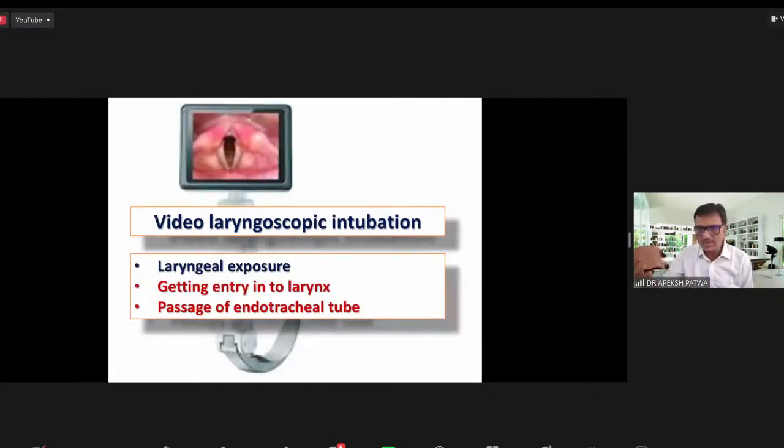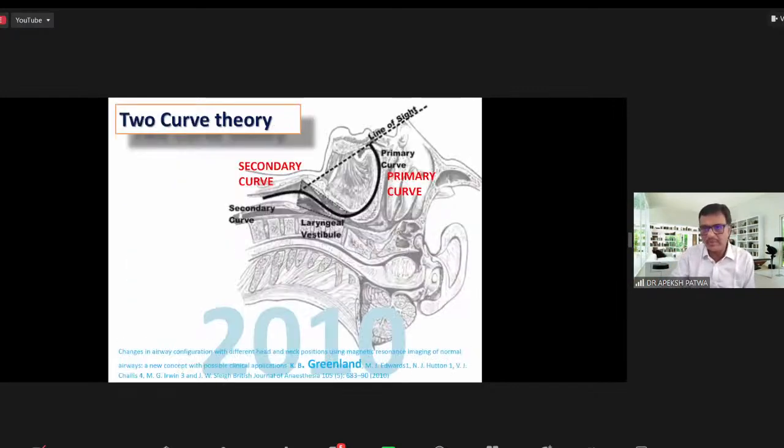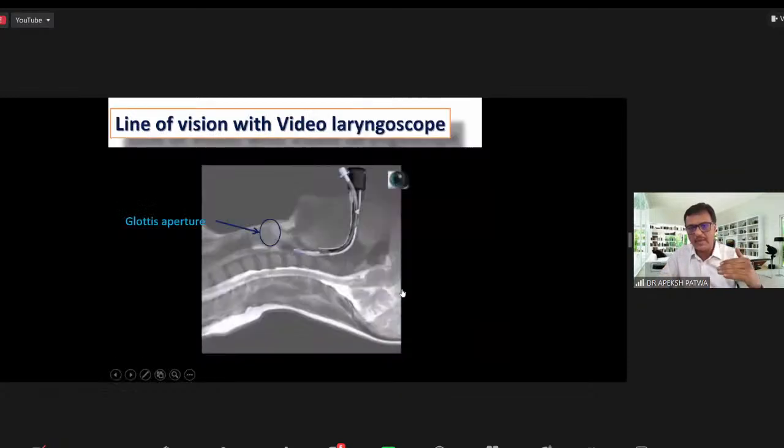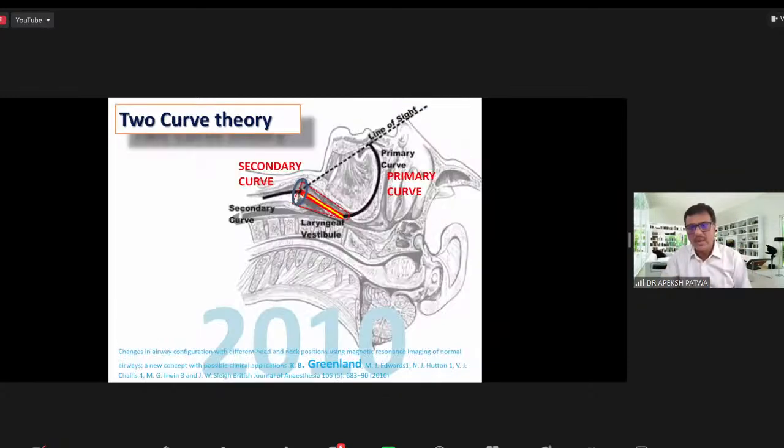Again, there are three components of laryngoscopy. First, laryngeal exposure. Second, getting into the larynx. And third, passage of the endotracheal tube. And this is where, again, Greenland's model explains how a video laryngoscope works. We discussed the primary curve and secondary curve. The meeting line between the primary curve and secondary curve is in the laryngeal vestibule, and this is a relatively straight line.